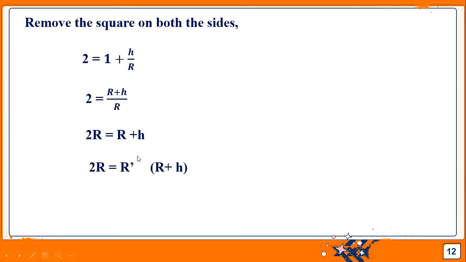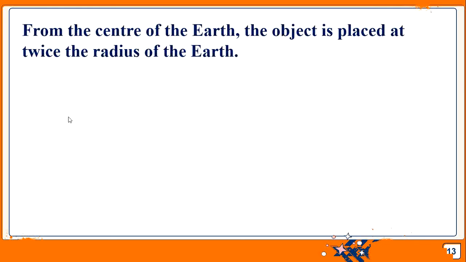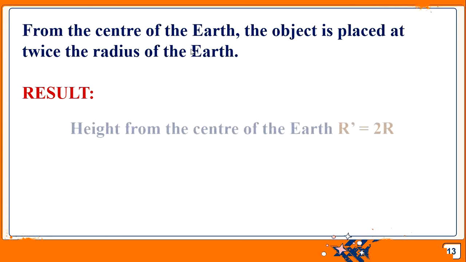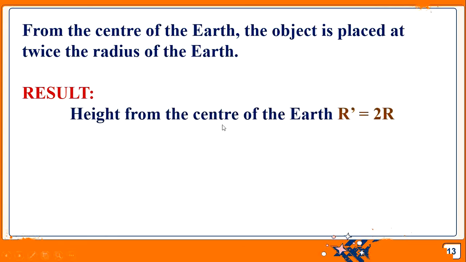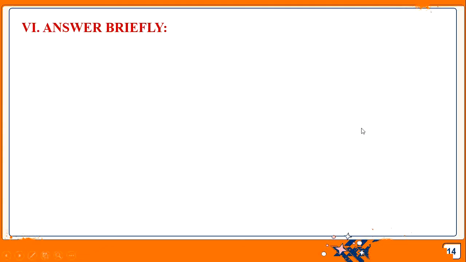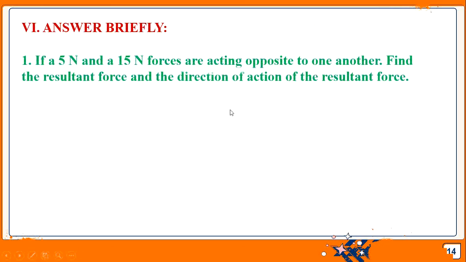Now 2R is equal to R dash. So R dash is equal to 2R. So from the center of the earth, the object is placed at twice the radius of the earth. So from the center of the earth, the object is 2 times that of the radius of the earth. So in the result, we have to write it as height from the center of the earth, R dash is equal to 2R.